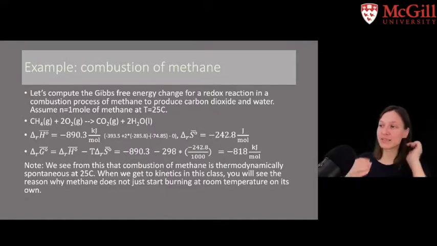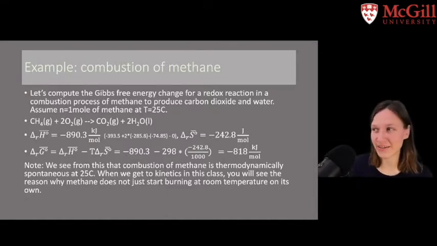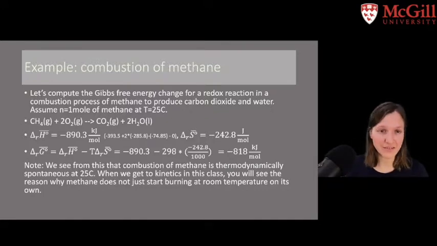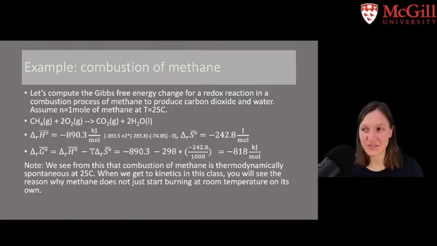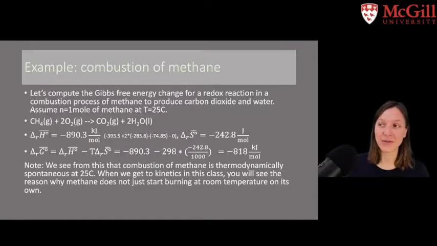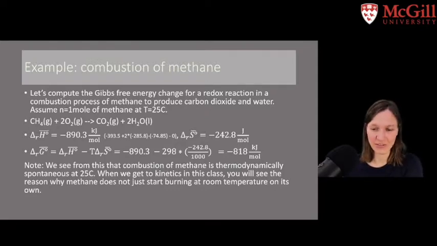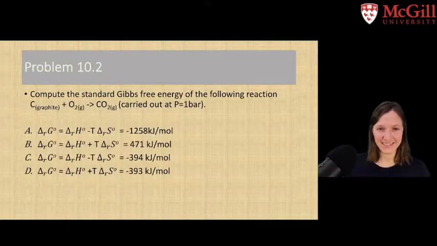When we get to the kinetics part of this class, we will discuss this in much more detail, and you will understand the reason why methane does not just start burning at room temperature on its own, even though it is the thermodynamically favorable process, as indicated by the negative Gibbs free energy. All right.